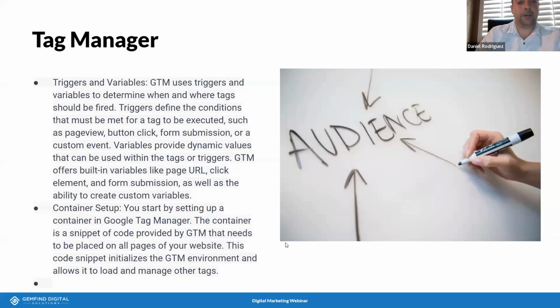Now, let's go to the next slide, which is what triggers and variables are. So Google Tag Manager uses triggers and variables to determine when and where the tag should be fired. As I showed you a good example before, we want to understand that my tags trigger when I need them to trigger. So if someone is clicking on the add to cart button, I really need to understand that they're clicking on it.